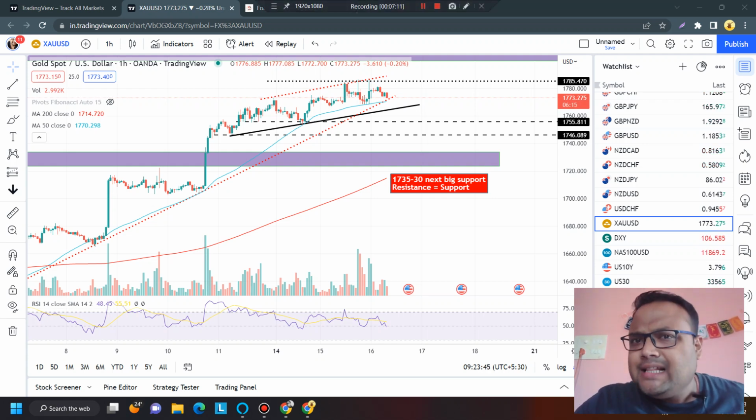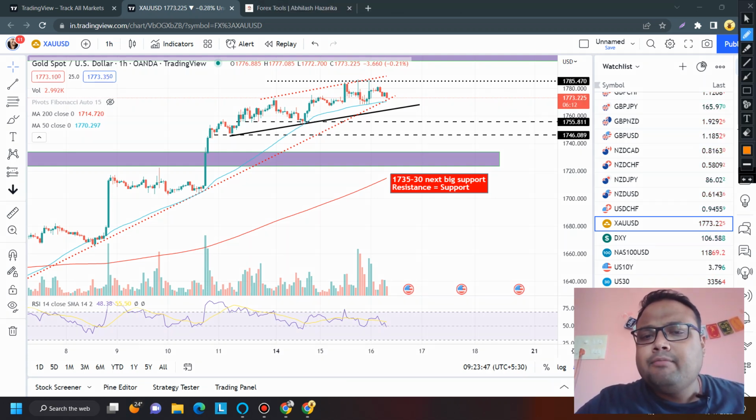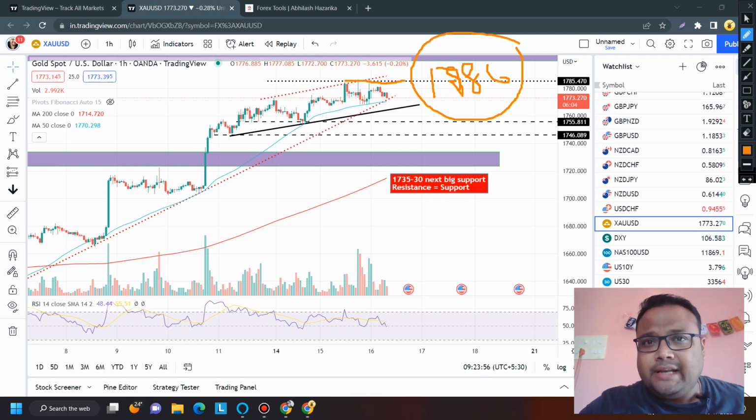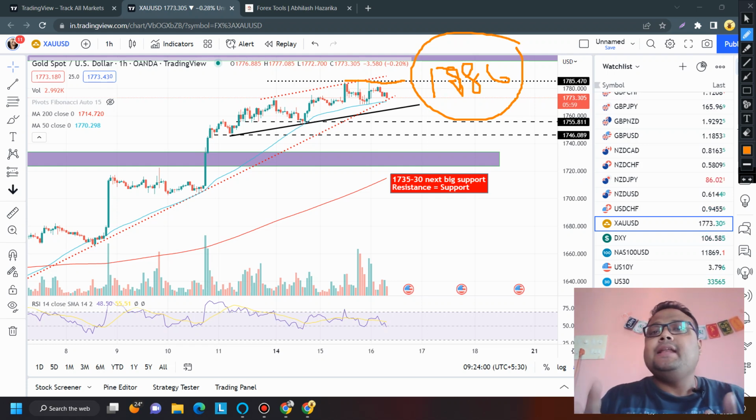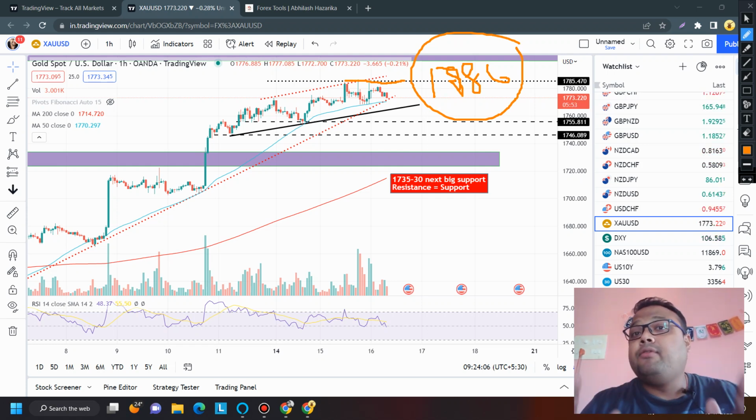In case after retail sales, if the market shows a proper breakout above 1786, after the news only, then take a buy position. But again, if you see a scenario like yesterday, where there was not much volatility, not much volume, but still there was a breakout, avoid.